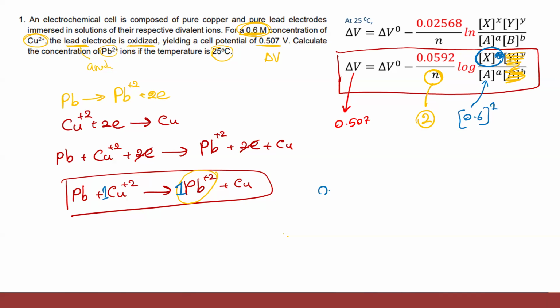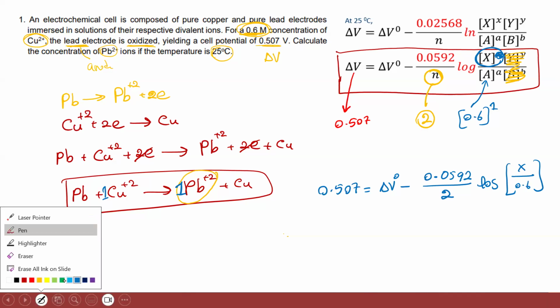So we can write 0.507 equals delta V naught minus 0.0592 divided by 2 log. We don't know, I just put this one as x. X we need to find, okay? And this is 0.6. So this is what we have. And this delta V naught is not given to us.